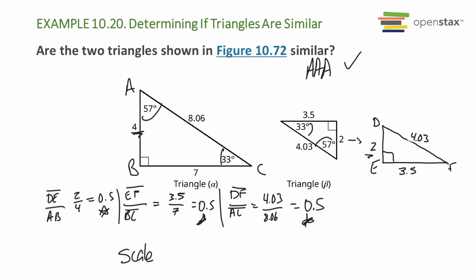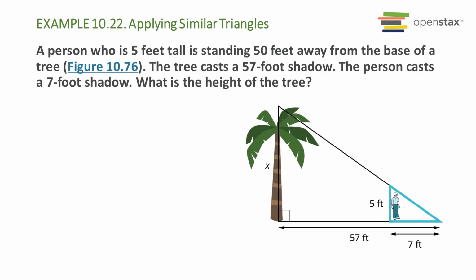So the scale factor equals 0.5. In other words, this triangle is half the size. It's been scaled by a factor of 1/2. That means they're similar triangles. All the sides are just scaled by a factor of 1/2. So how can we use that same concept to solve these mathy word problems?